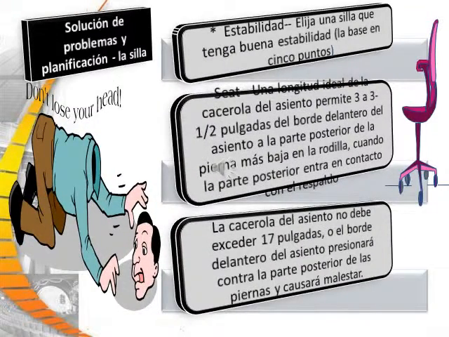Stability. Choose a chair that has good stability, a 5-point base. Seat. An ideal seat pan length allows 3 to 3.5 inches from the front edge of the seat to the back of the lower leg at the knee when the back contacts the backrest. The seat pan should not exceed 17 inches, or the front edge of the seat will press against the back of the legs and cause discomfort.